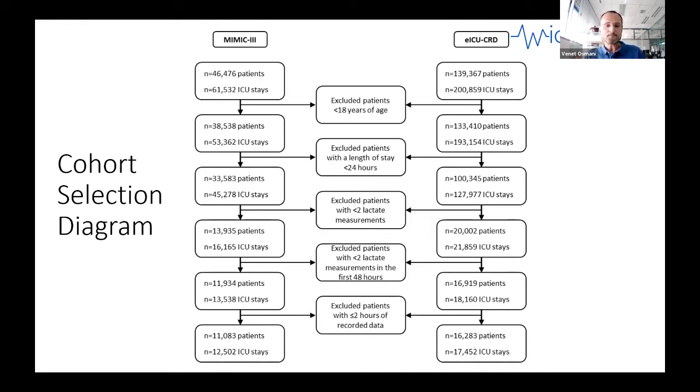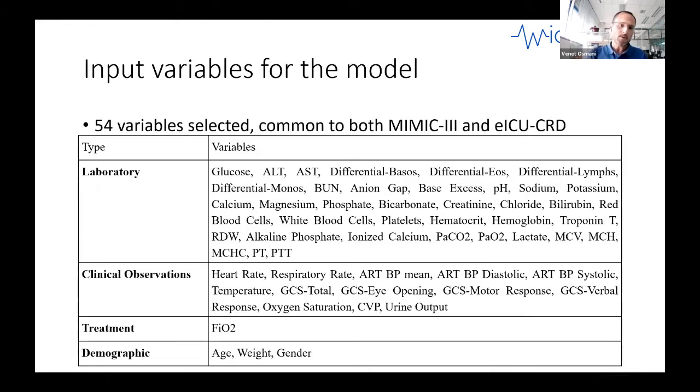Okay, so in order to create the model, we selected 54 variables. These were the variables that were common to both data sets, both MIMIC and eICU. And these variables were categorized into 4 categories: lab, clinical observation, treatment, and demographic.